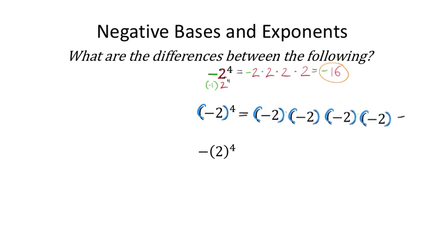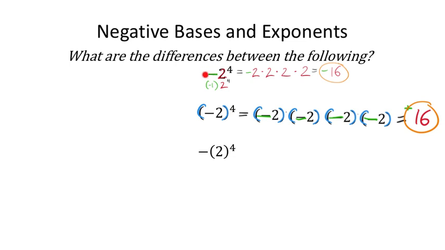Now we look at this, just because of the parentheses specifically, we see that there are 1, 2, 3, 4 negatives. 4 is even, so this answer becomes a positive. And then again, 2 times 2 times 2 times 2 will be 16 again. But now this one's positive 16, which is the difference. So this one gave us a negative 16 answer, and this one gives us a positive 16 answer, specifically because of how many negatives there are.